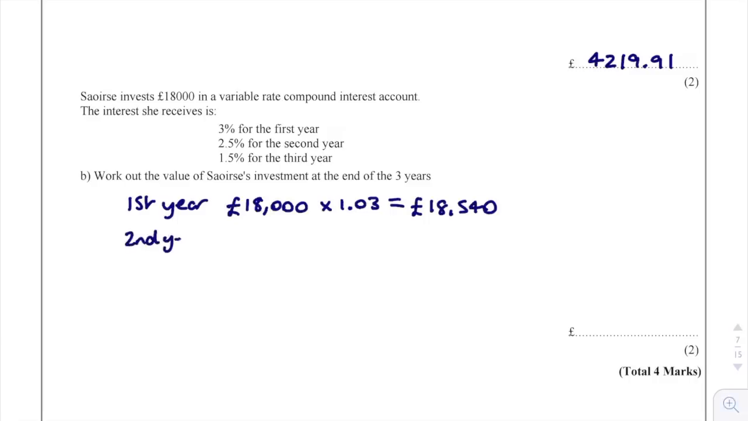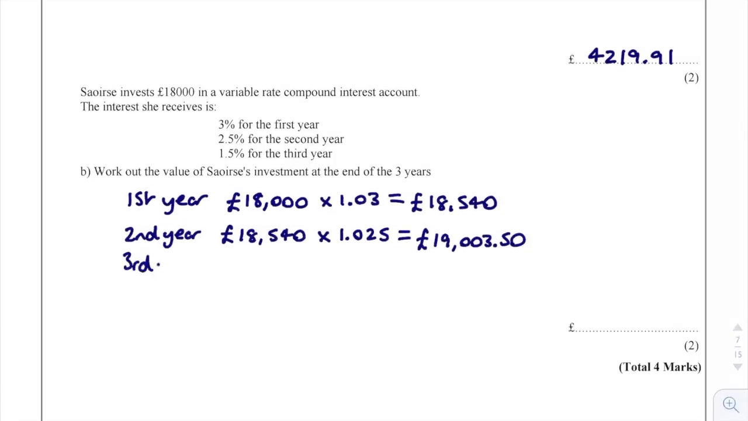Then we look at the second year. Well, she starts off with £18,540, and that gets increased by 2.5%. So we can multiply it by 1.025. So if you work that out on your calculator, you're going to get £19,003.50.